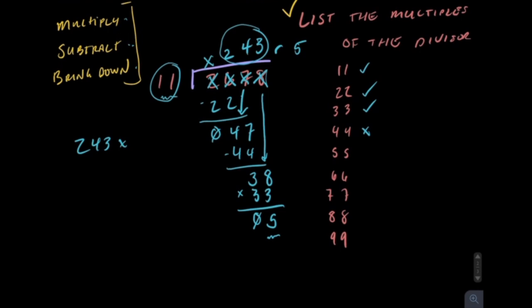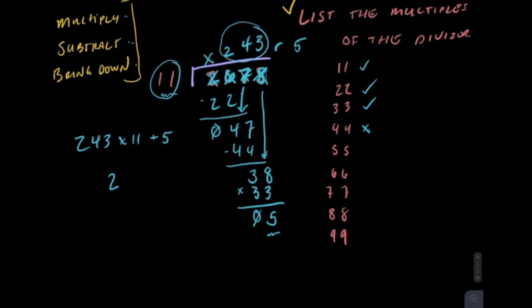Students make a connection that they can multiply this with this and add the remainder, so they can do 243 times 11, find that answer, and then do plus 5, and they should get 2678. They should get their dividend.